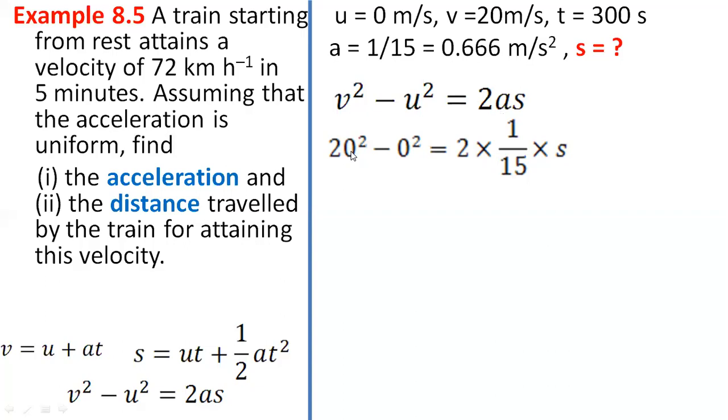Now what is 20 square? That is 400, and for 0 square there is no value. So we'll just put it: 20 square is equal to 2 into 1 by 15 into s. I have just removed that 0 because it has no value. Now what is 20 square?